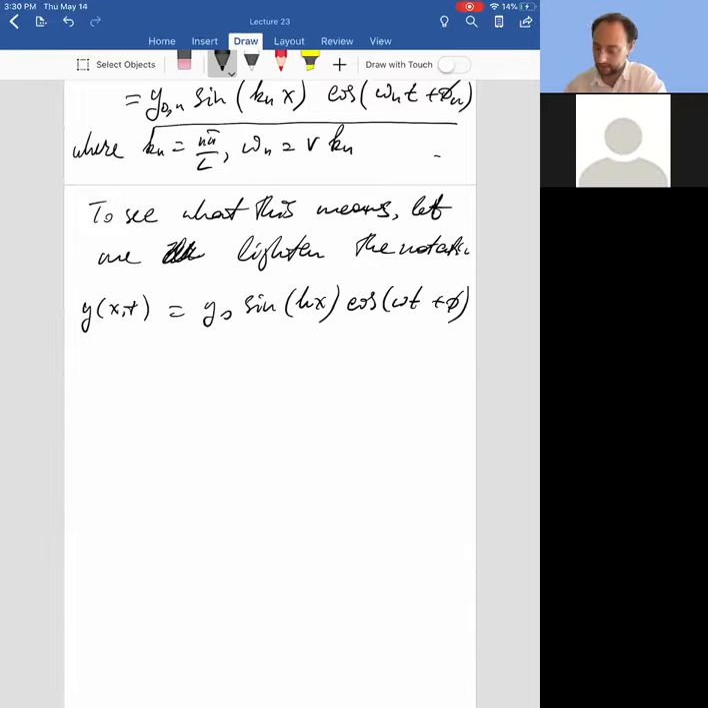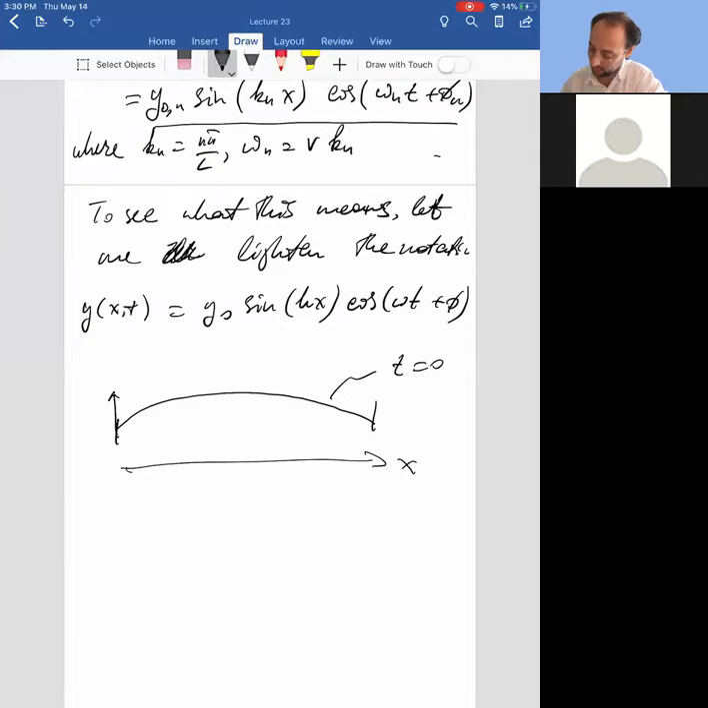And so you've seen this in your math before, right? So at t equals 0, you have some sort of a sinusoidal deflection. So this is at t equals 0, right? So this is x, and this is the deflection. Here, let's do it like that.